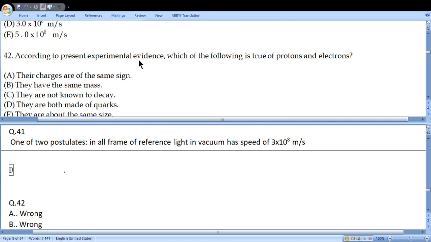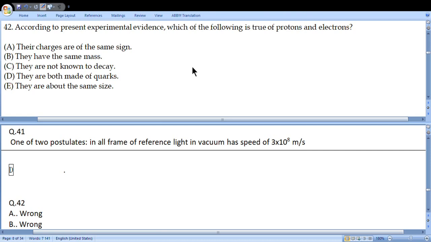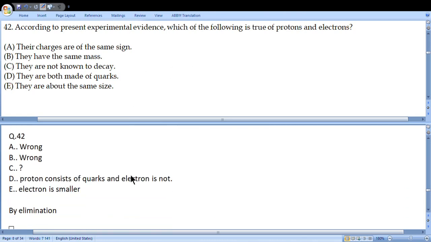According to present experimental evidence, which of the following is true of protons and electrons? Their charges are of the same sign. Wrong. They have the same mass. No, the mass of an electron is 2000 times less. They are not known to decay. This is under question mark. I don't know. They are both made of quarks. Wrong. Protons are made of 3 quarks, but electrons have no structure. They are about the same size. No, the size of an electron is much less.